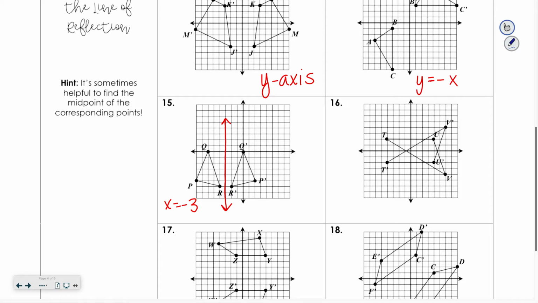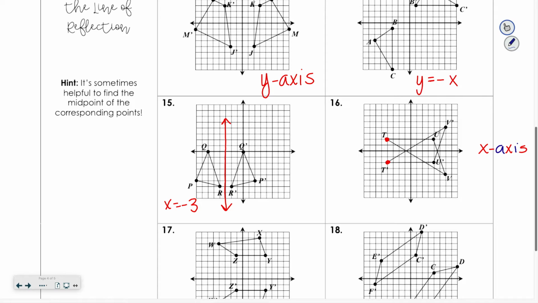Now let's look at 16 for a second. Don't look at the shape. Just pick a point. If you pick T and T prime, don't try to look at the shape being reflected. Those are 2 away from what? So this is going to be the x-axis that it's being reflected over. Don't get confused between an axis and a horizontal and vertical line. All right, I want you to do 17.